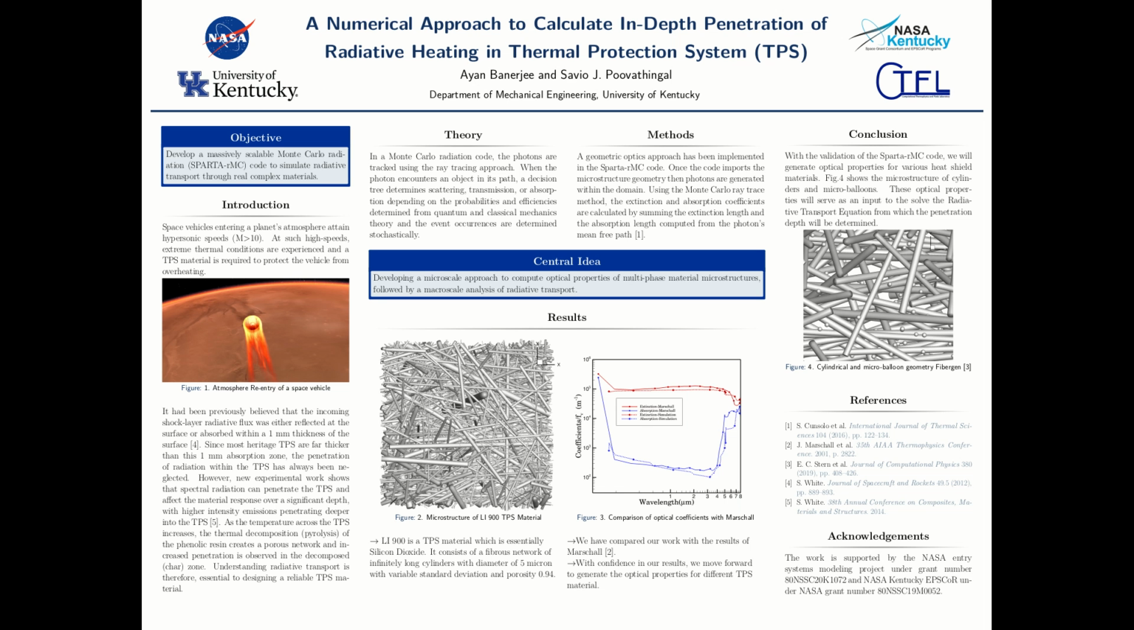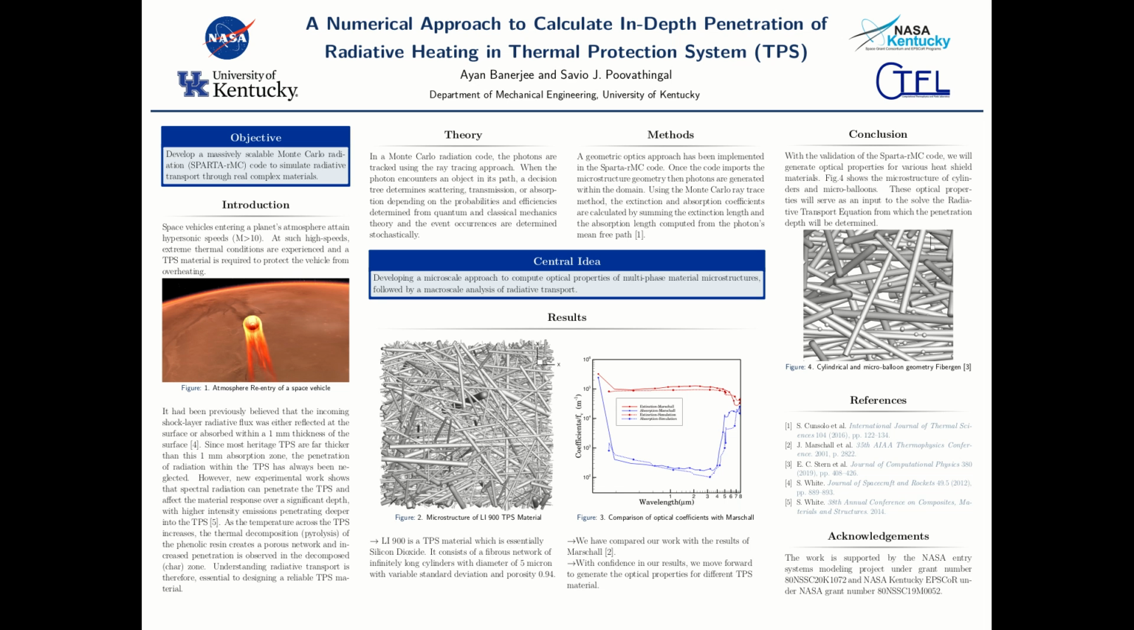Another important piece of data that we need for this SPARTA RMC code is the refractive index of the host medium and the material under consideration. To determine the probabilities of absorption, extinction, and scattering, the principles of quantum and classical mechanics are implemented. Next, we have compared the results with the works of Joshua Marshall, which is given in the reference.